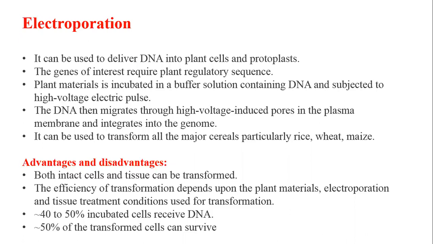The DNA then migrates into the plant cells through the high voltage induced pores in the plasma membrane and integrates into the genome. It can be used to transform all the major cereals, particularly rice, wheat, and maize. The advantages and disadvantages are as follows. Both intact cells and tissues can be transformed. The efficiency of transformation depends upon the plant material, electroporation, and tissue treatment conditions used. About 40 to 50% of incubated cells receive DNA, and about 50% of the transformed cells can survive.